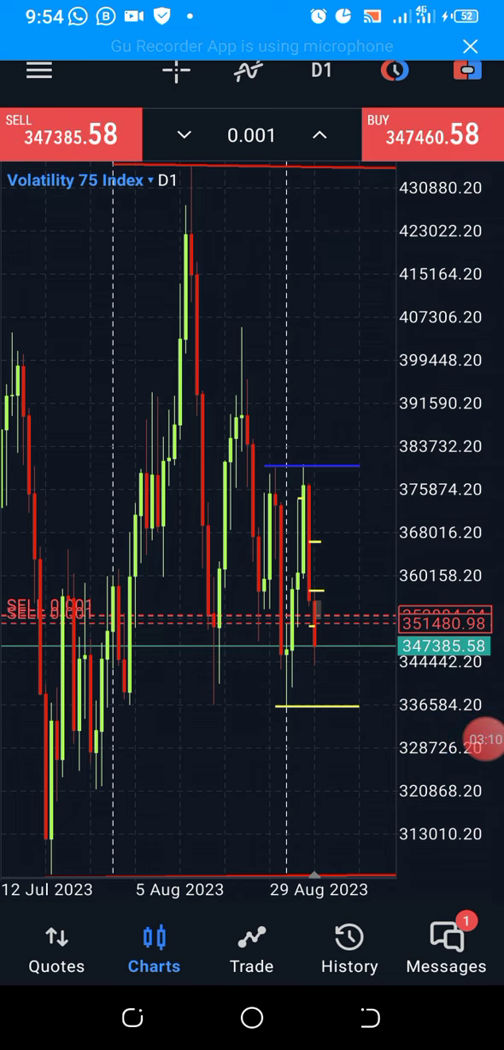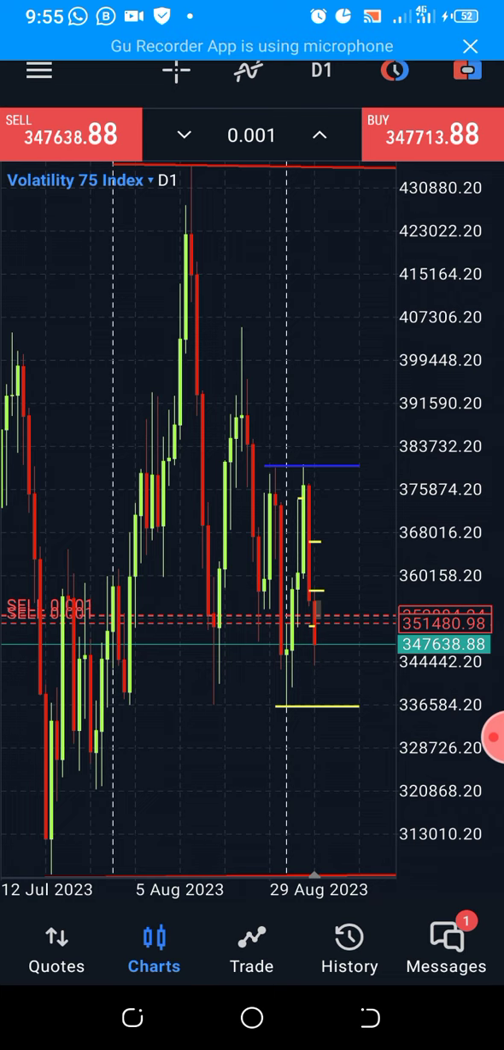Now once I'm done with that, I go to my D1, my daily time frame. Once I've gotten my major key areas on the weekly time frame, I scroll down to my daily time frame to see what trend is currently prevailing. What is the prevailing trend? Is it an uptrend? Is it a downtrend? Is the market in a range? In other words, sideways movement, consolidation.